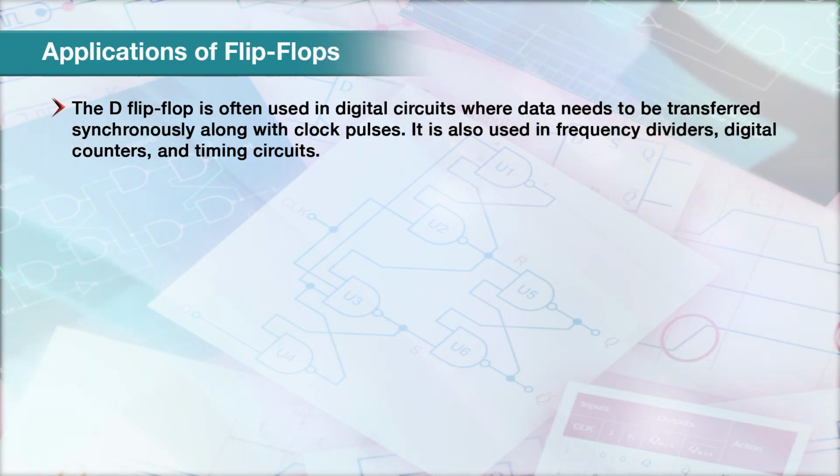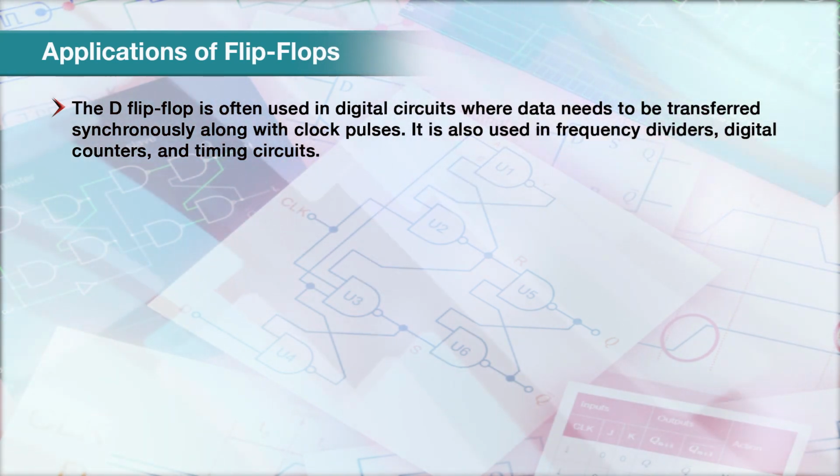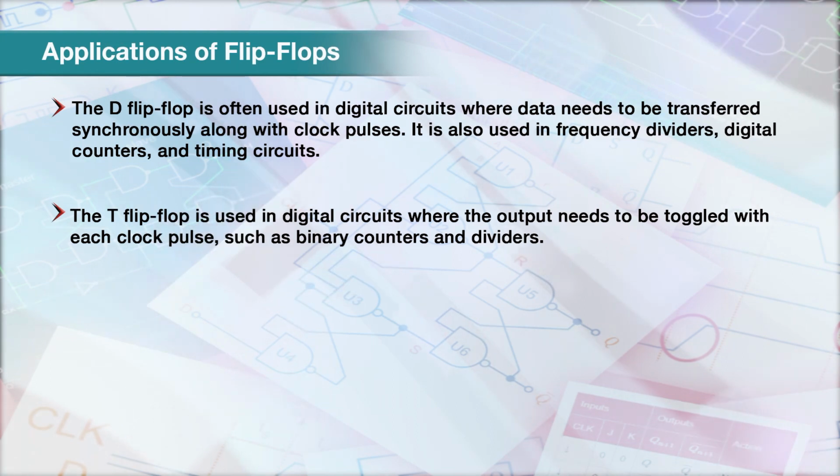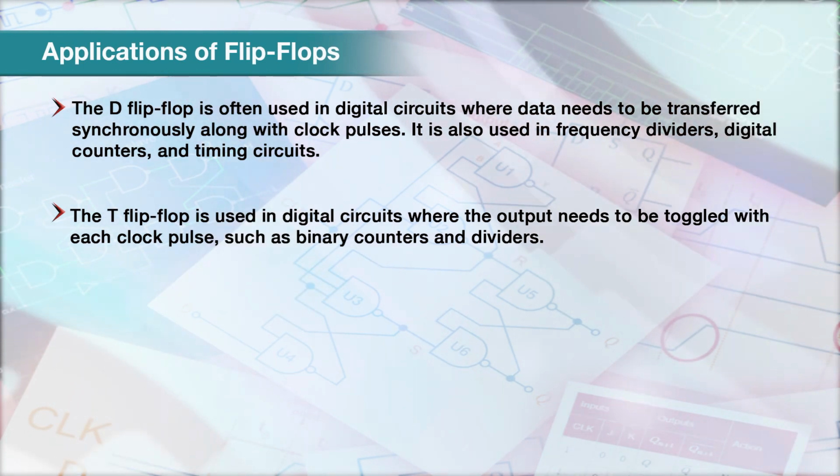The D flip flop is often used in digital circuits where data needs to be transferred synchronously along with the clock pulse. It is also used in frequency dividers, digital counters and timing circuits. The T flip flop is used in digital circuits where the output needs to be toggled with each clock pulse, such as binary counters and dividers.